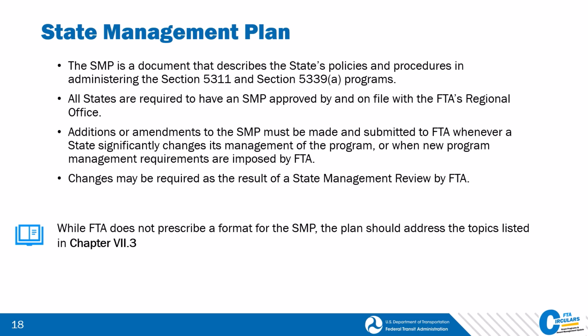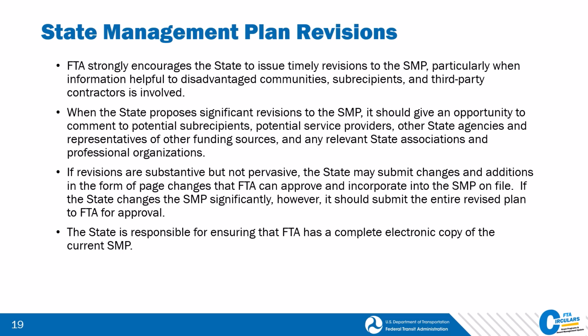While FTA does not prescribe a specific format for the SMP, the plans should at least address the topics listed in Chapter 7, Part 3 of Circular 9040, Version 1H. All states must have an SMP approved by FTA on file at FTA's regional office. An approved SMP remains valid until FTA approves a later plan submitted by the state. An FTA state management review results in a specific request to the state by FTA for a revised SMP, or FTA announces significant new program changes.